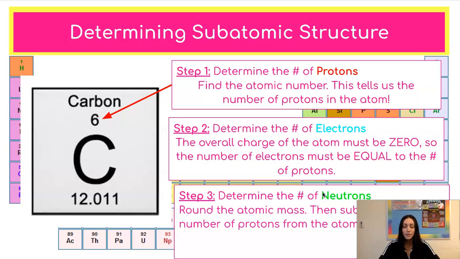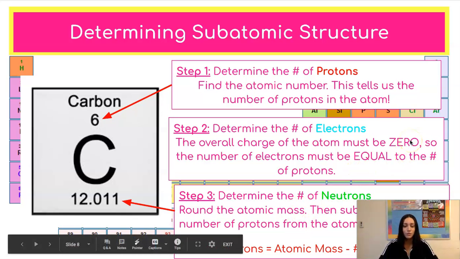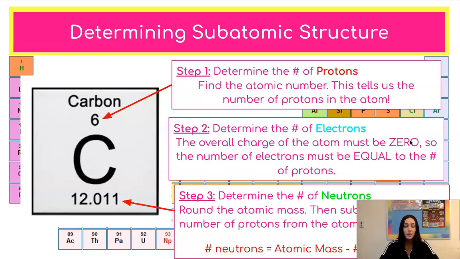Finally, I can determine the number of neutrons. I do this by looking at my atomic mass. First, I need to round that value, and then I will subtract the number of protons from the atomic mass. The formula looks something like this: number of neutrons is equal to the atomic mass minus the number of protons.